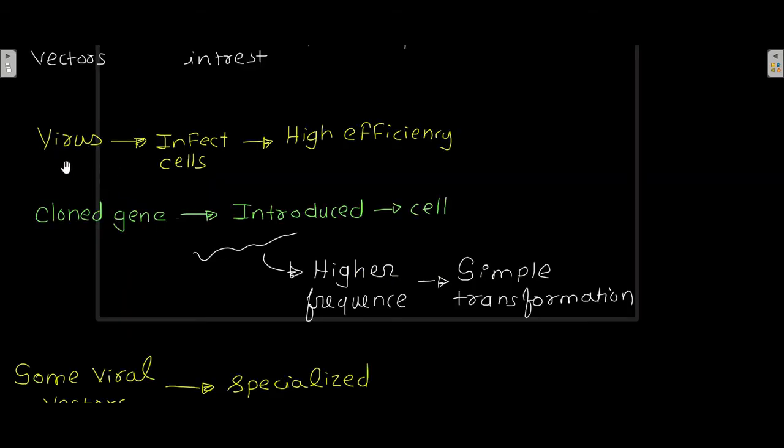The virus infects cells at high efficiency. Viruses are highly efficient at infecting a cell, and that is the reason why, if you use virus vectors, cloned genes can be introduced into a particular cell at a higher frequency than with simple transformation. So we use this ability of viruses to infect cells at high efficiency to introduce the cloned genes at a higher frequency into a particular cell.